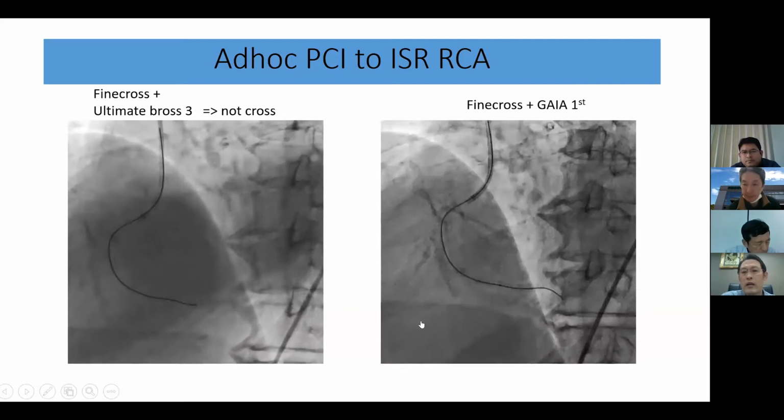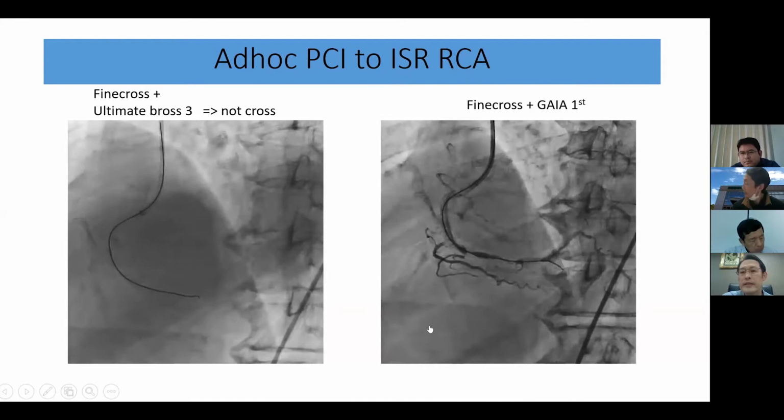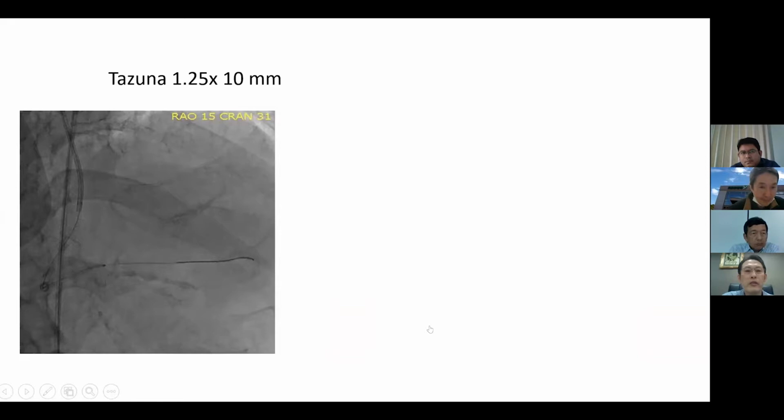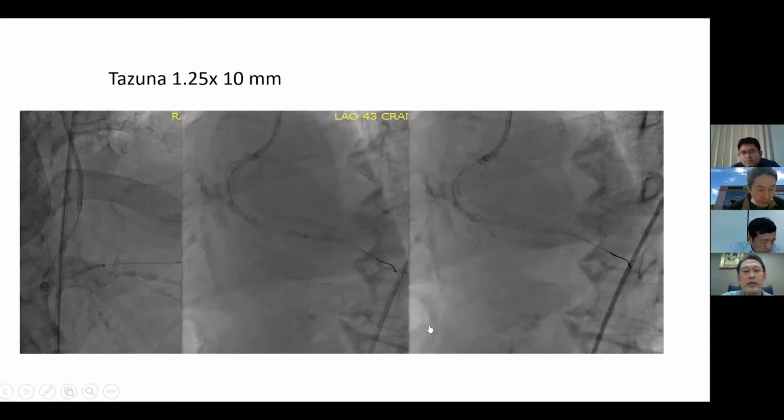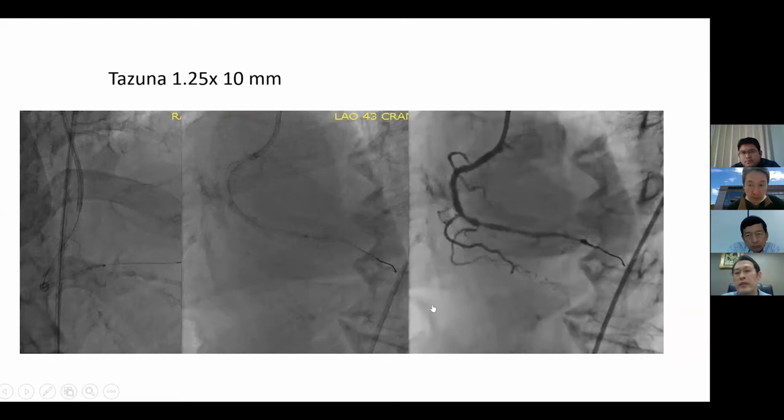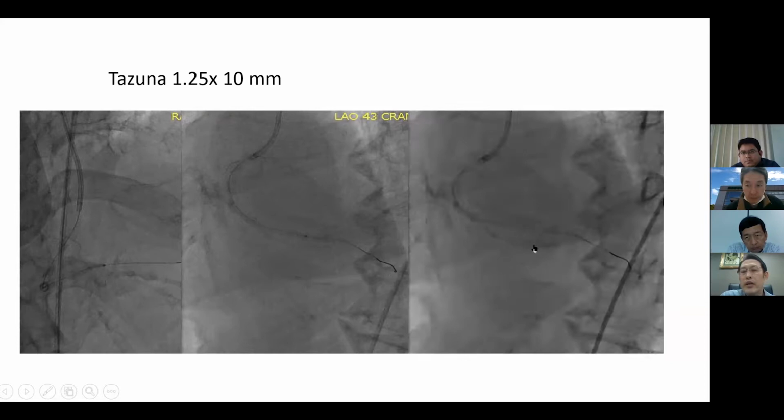The tip of the guide crossed to the PDA branch. Then I used a small balloon, 1.25 by 10, to pedal along the ISR and CTO. This is the angiogram immediately after small balloon angioplasty. It showed that the PL branch disappeared.